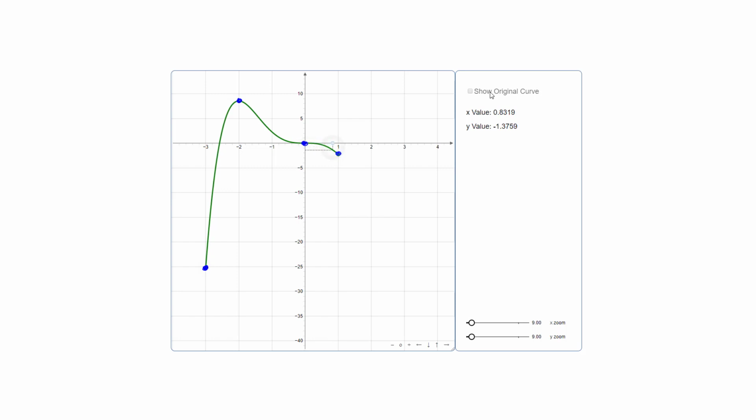Then we had to test the endpoints of our interval. So one endpoint was at +1, which is at a y value of -2.27 approximately. And the other is the x value of -3, which had a y value of -25.2.